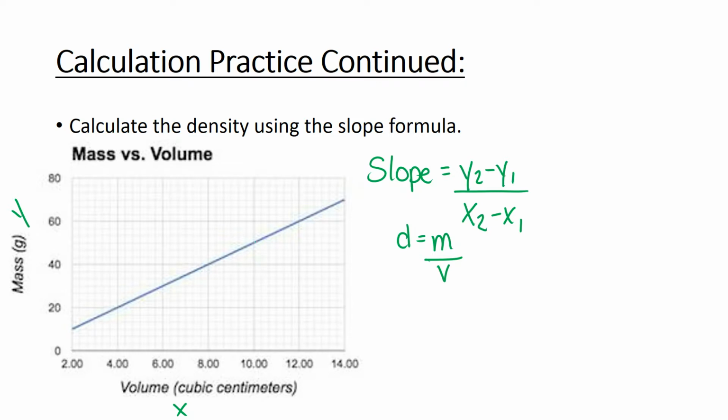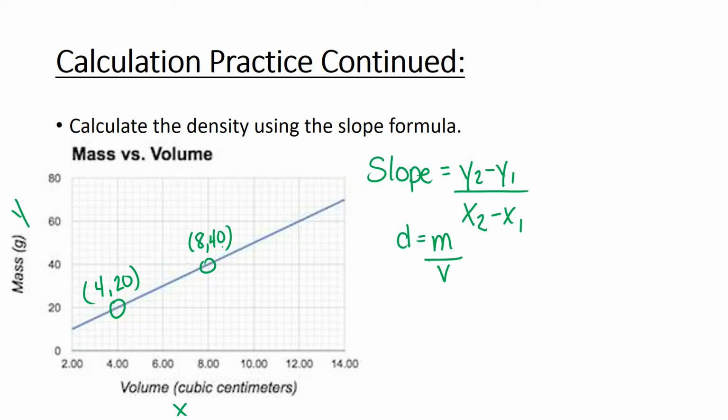So we need to pick 2 points off of this line, determine that mass and volume, find the change in the line, and that can tell us our density of the object. So looking at this line, you can pick any 2 points that you prefer, but I noticed this one here and this one here are very easy to read. So from that, we have 4 and 20 for my coordinates, and we have 8 and 40.